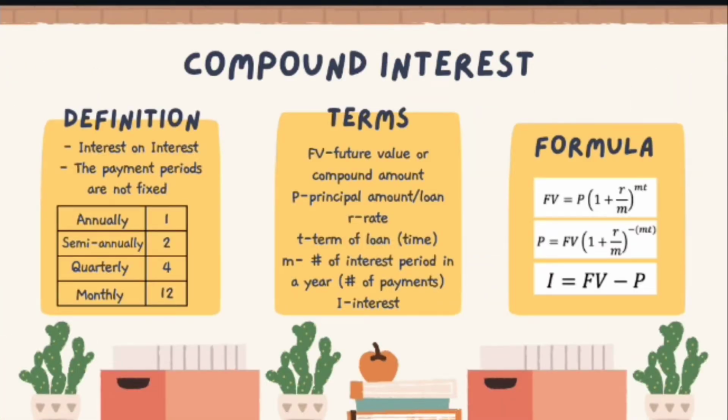So, this is compound interest. In simple words, it is interest on interest. The payment periods are not fixed. Here are the terms that we use for compound interest. FV or future value, which is the compound amount. P, principal amount or loan. R, rate. T, term of loan. M, number of interest period in a year, number of payments. I, interest. And these are our formulas for compound interest.